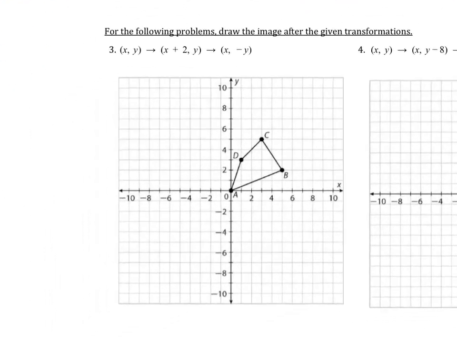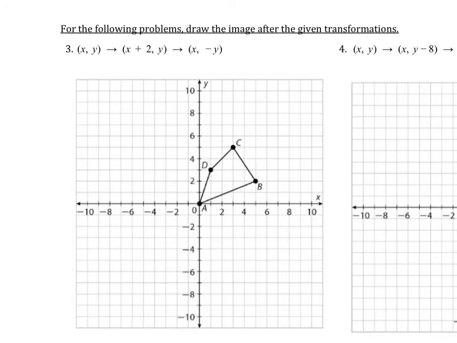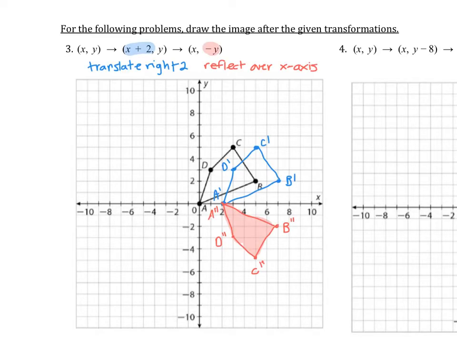All right, at this point, I'm going to ask you to pause the video and give number 3 a try on your own. Transform your image according to these 2 transformations, and see if you can also describe these transformations in words. Go ahead and check your work. The first transformation tells you to translate right 2 units, so you can see that in my A prime, B prime, C prime, D prime. The second rule tells us to reflect over the x-axis, so you can see that my final answer is here in red.